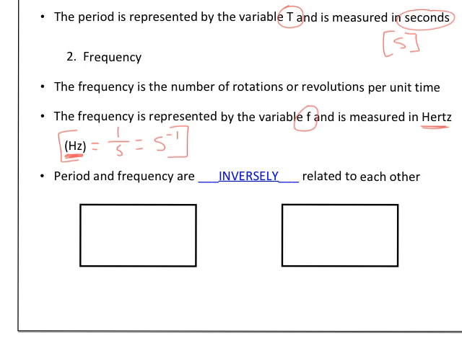The period and the frequency are inversely related to each other. That means as one quantity increases, the other one will decrease. They're going to behave as opposites. And our equations can be written as follows. If we're solving for the period, we would simply write 1 divided by the frequency. Or if we're solving for the frequency, we would write that as 1 divided by the period. They are going to be inverses of each other.